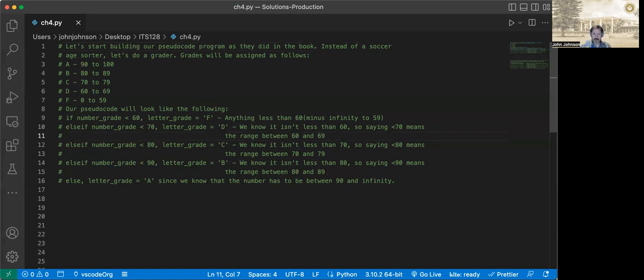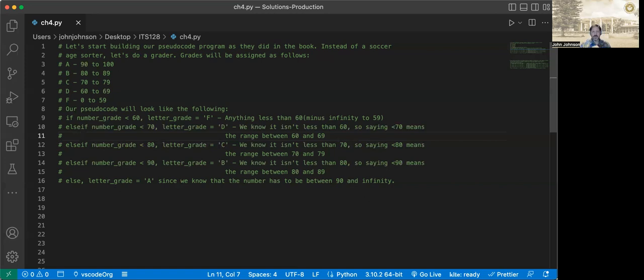And then we have our catch-all else statement at the end. So if it isn't anything before that, in other words, the last thing that we looked at, we've gone from minus infinity all the way up to 89. Anything above that, we know it's going to be an A. So we just use an else statement, letter grade equals A. So that's how we do this.